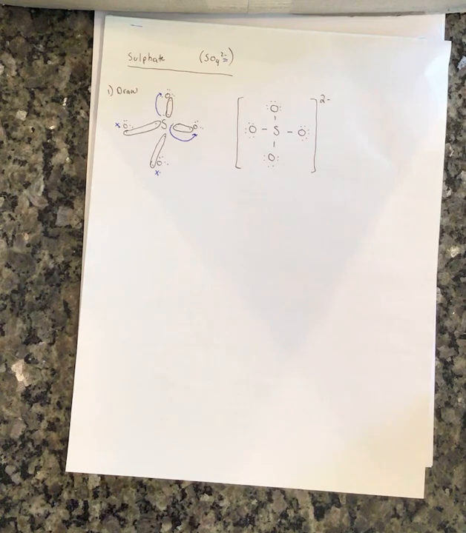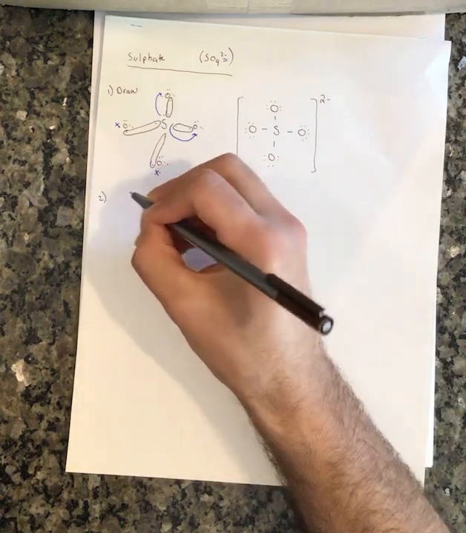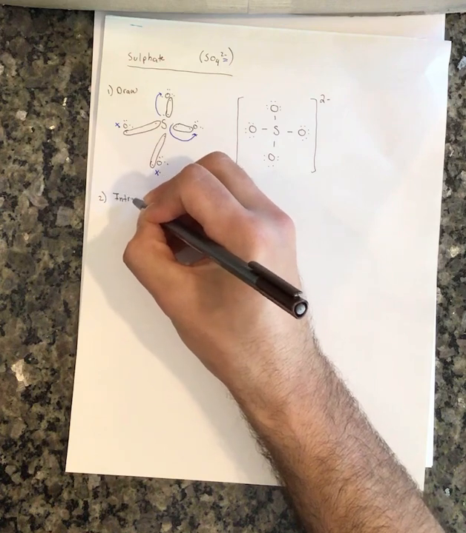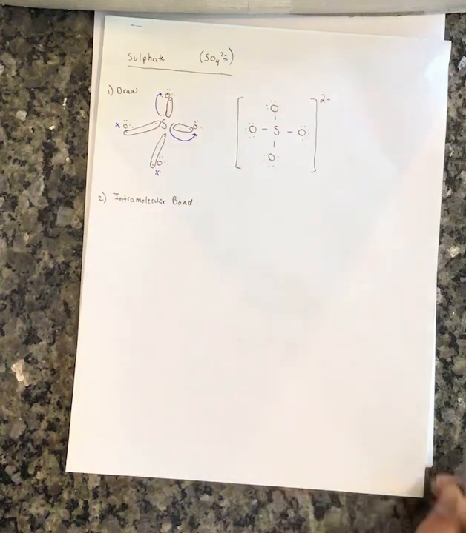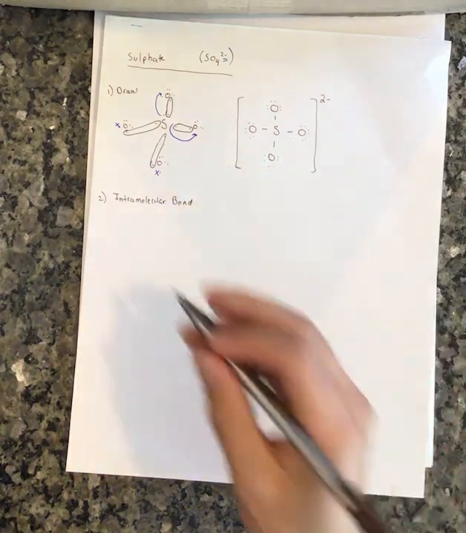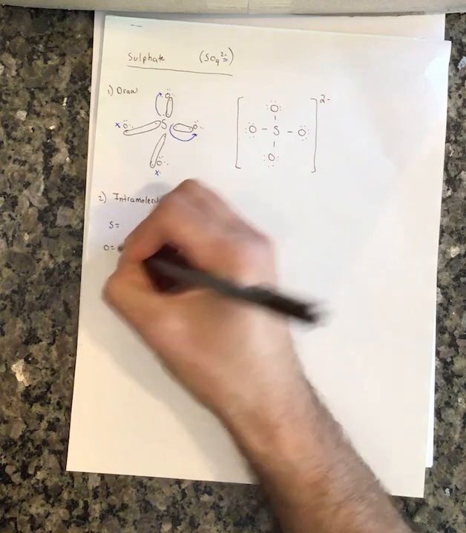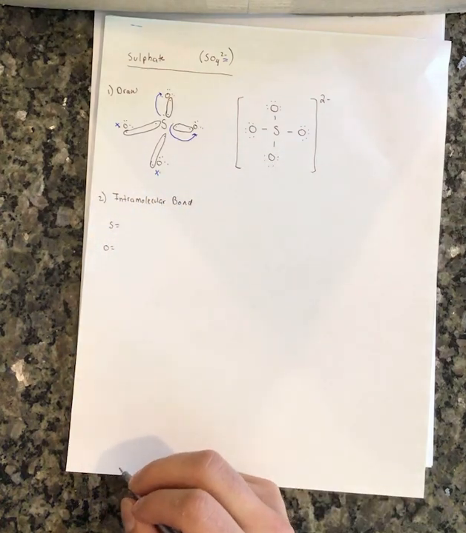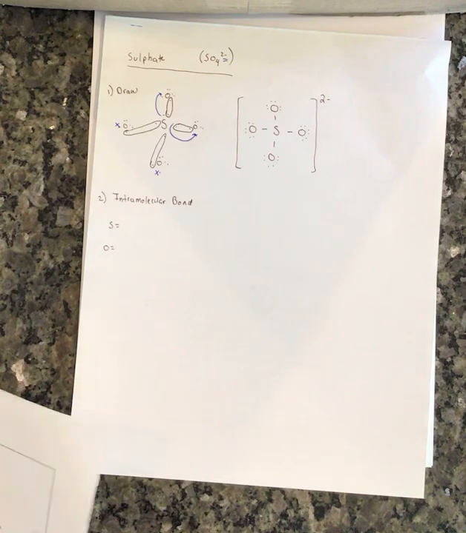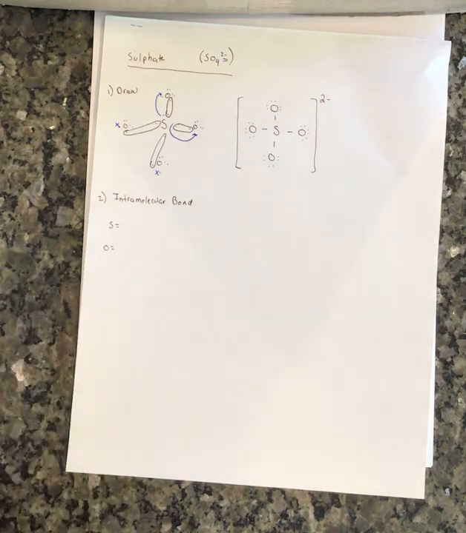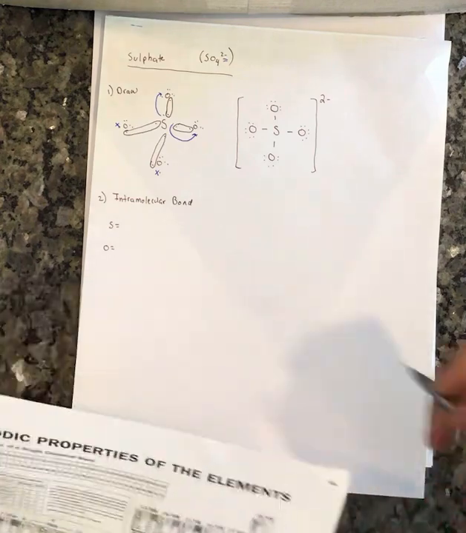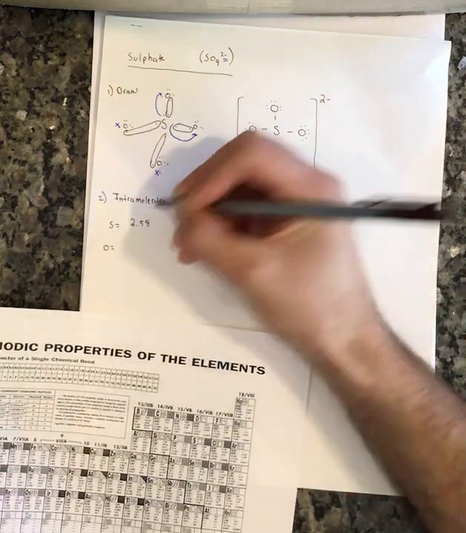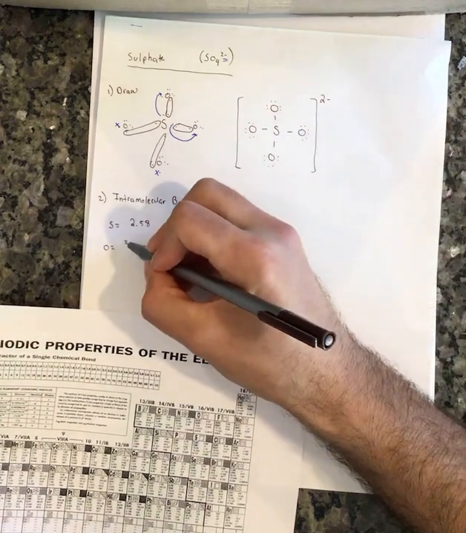All right, so for question 2, we need our intramolecular bond. So that's on the inside. As you'll notice, we have sulfur and oxygen. So I need sulfur here, and I need oxygen. I need my periodic table to do this. Okay, I found it. For sulfur, I have 2.58, and for oxygen, I have 3.44.